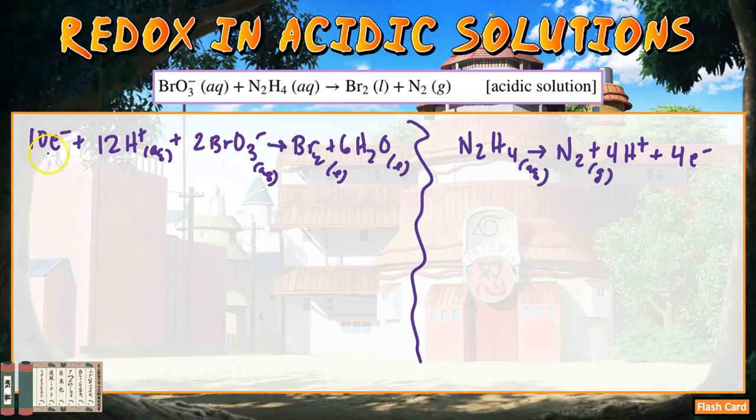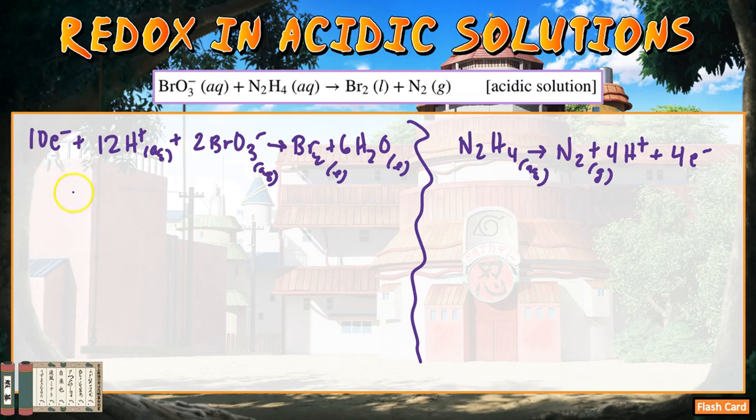All right, now I've basically taken the half reactions that we got from steps 1 and 2. The charge is already balanced, and I've rewritten it here. I have 10 electrons on my reactant side plus 12H+ plus 2 BrO3- is going to produce Br2 plus 6 waters. Okay, that's my first half reaction. The other half reaction is going to be oxidation, N2H4 breaking down to N2 plus 4H+ plus 4 electrons.